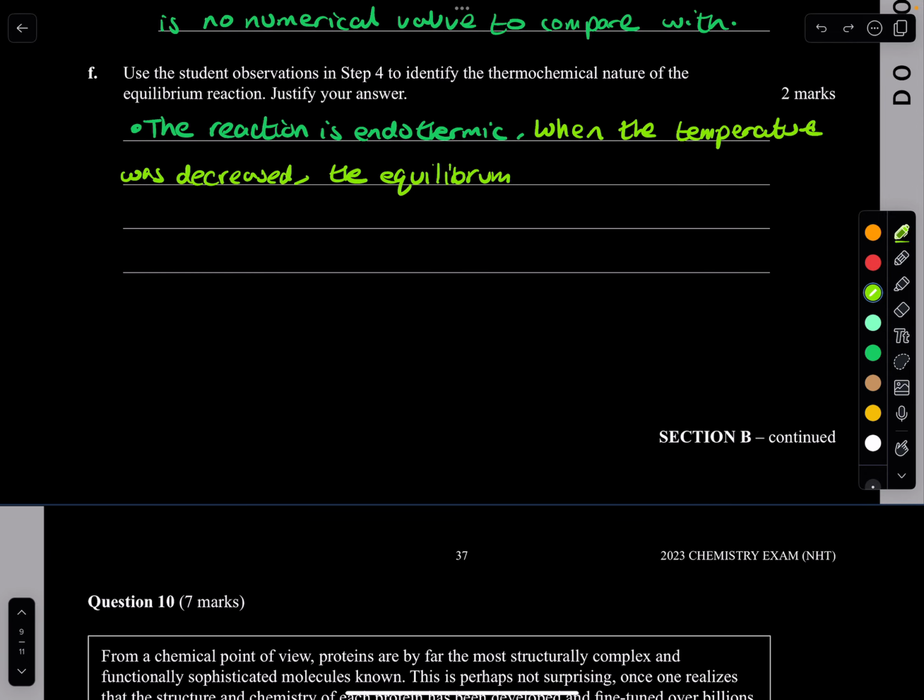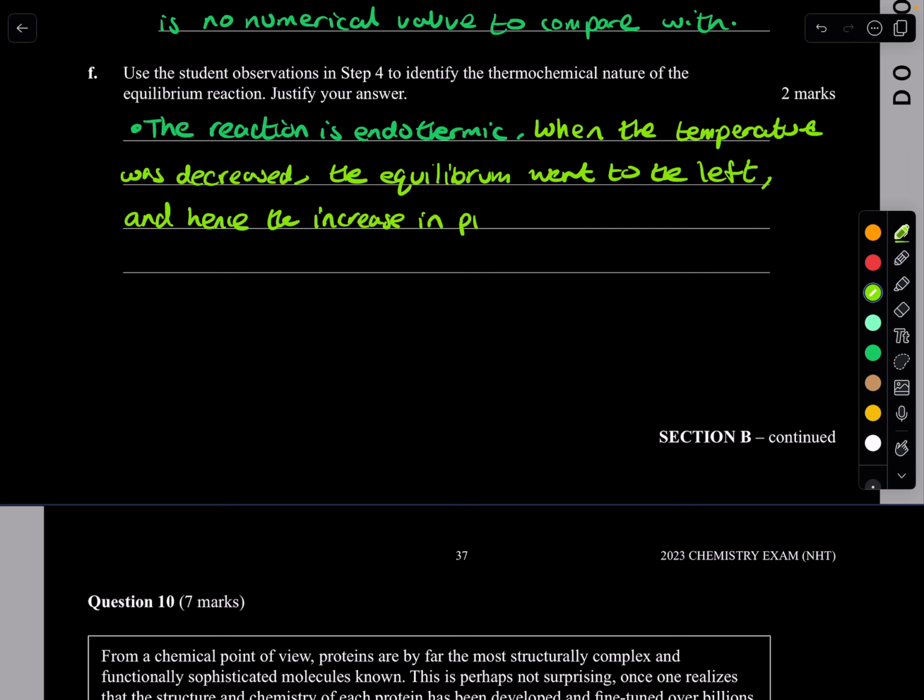So the reaction when the temperature was decreased, the equilibrium went to the left, and hence the increase in pink color means the forward reaction is favored. The forward endothermic reaction is favored. Beautiful. Beautifully done. So last question, 10.